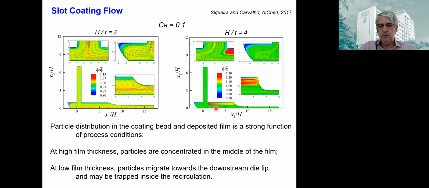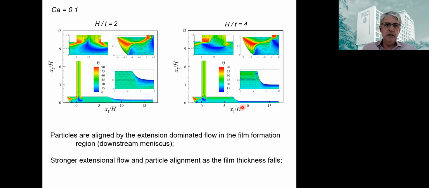What happens is that the particle concentration can get very high in this recirculation zone. And as the particle concentration is getting high, they can agglomerate and form agglomerates that may stick to the die surface, and that will lead to streaks in the coated film. So this simulation again can explain some of these streaking phenomena observed experimentally.